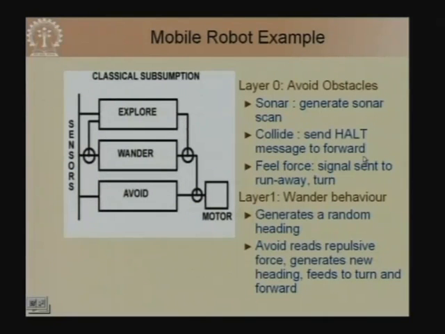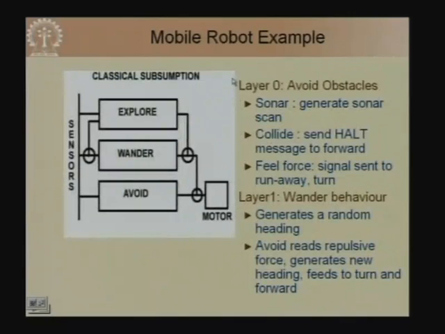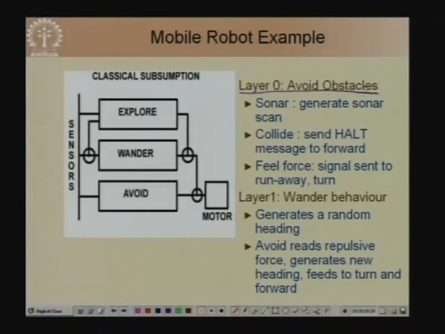Now, this is an example of a simple architecture proposed by Rodney Brooks. In this system, there are several layers. This is a very simple robot. In layer 0, there is the avoid obstacles layer. In this layer, there are several sensory components. The sonar component generates a sonar scan. The collide component sends a halt message to forward, and the field force component is the signal sent to run away or turn around.